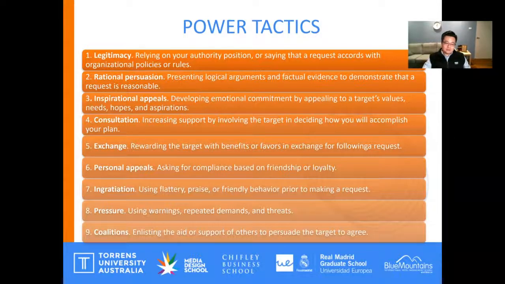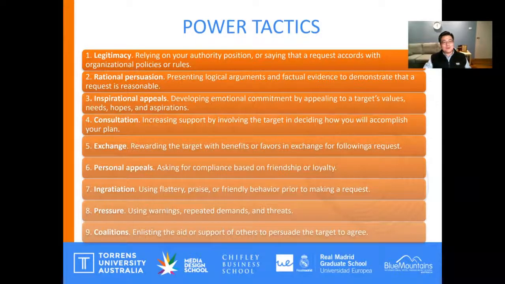Coalitions is enlisting the aid or support of others to make the target agree. For example, you are trying to build up a relationship with all the other colleagues except for the target. You can talk to the target and say, see, ladies agree with us, Bob agrees with us, and everyone is on board. Why are you not doing that? So that is a coalition. It's a strategy that is quite a common practice in China.